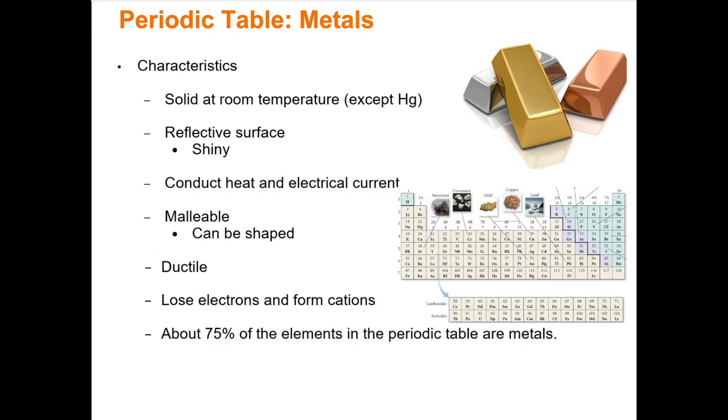About 75% of the elements on the periodic table are our metals. So notice that it's a very big chunk compared to the rest of the periodic table. It's most of our elements.